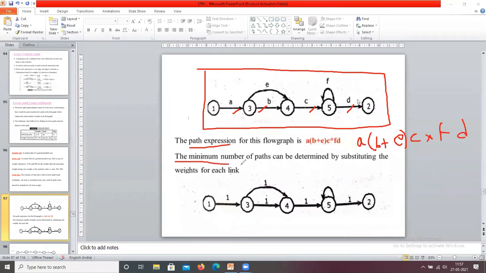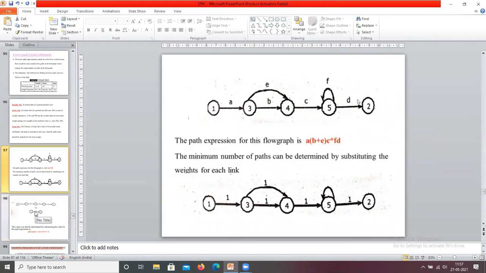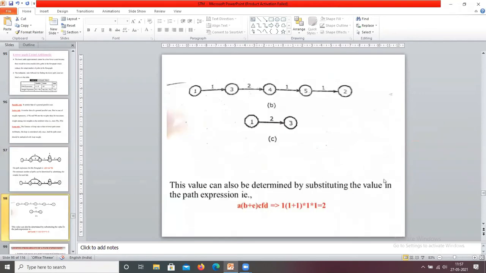The number of paths can be determined by substituting the weights for each link. Here the weights are all 1. So 1, 1, 1, 1. This value can also be determined by substituting the values in the path expression. What's the path expression here? A into B plus E into C into FD, that equals 1 into 1 plus 1 into 1 into 1, that equals 2.